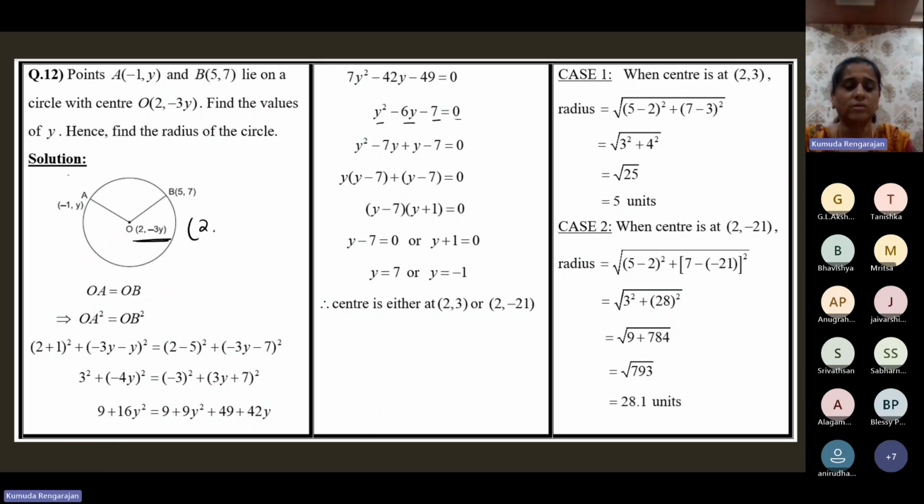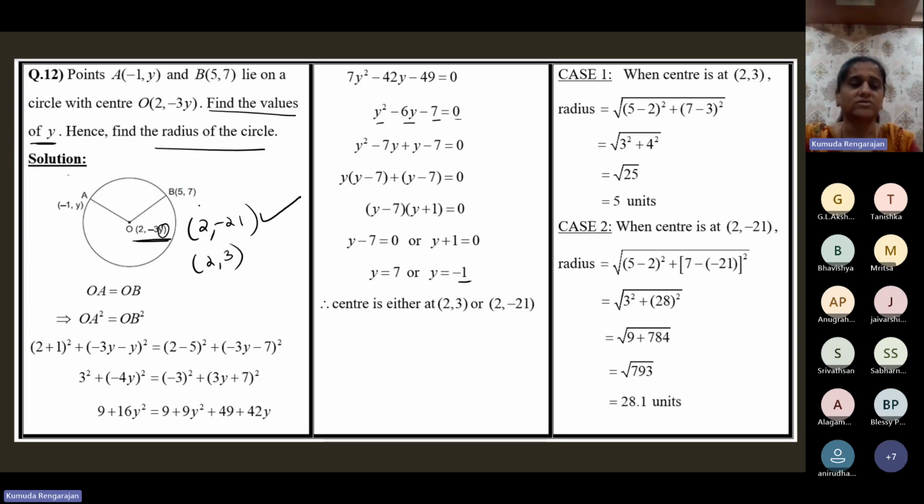So it will be 2, minus 3 into 7 when y is 7, which is minus 21. Or 2, minus 3 into minus 1 when y is minus 1, so plus 3. See, y is 7 or minus 1. So the coordinates of O are given by 2, minus 21 or 2, 3. So now we found the values of y.